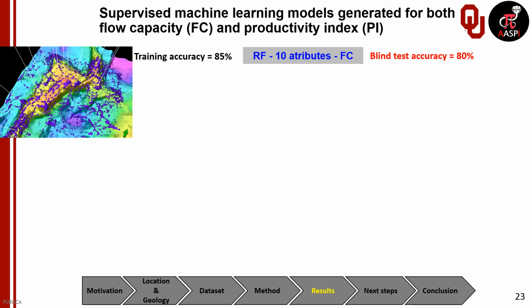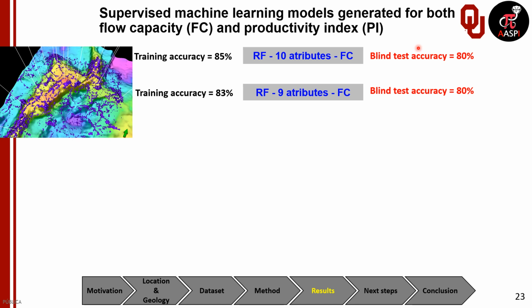So this is our first result. We are using supervised regression for productivity index and flow capacity. This is our first one. We are using random forest with 10 attributes to predict flow capacity. This is the training accuracy and the blind test accuracy. Training accuracy is about 85%, blind test 80%, not that bad.